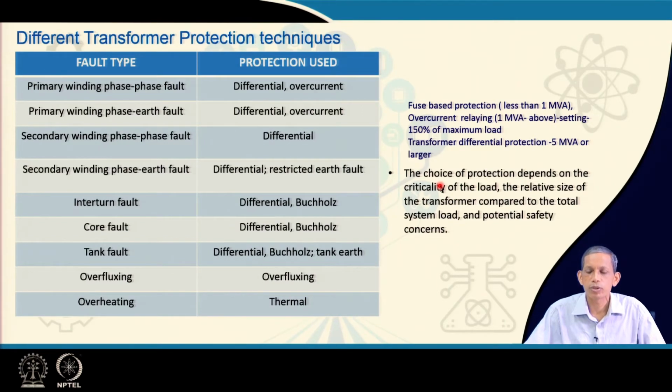Many transformers also use overcurrent relaying principles, but for transformer ratings greater than 5 MVA, a very common protection scheme is transformer differential protection. The choice of protection depends on the criticality of the load being fed through this transformer, the relative size of the transformer compared to the total system load, and the potential safety concerns which I have already discussed in the earlier slide. These are also related to the economic perspective, and that is an important point in deciding which protection scheme is to be applied.